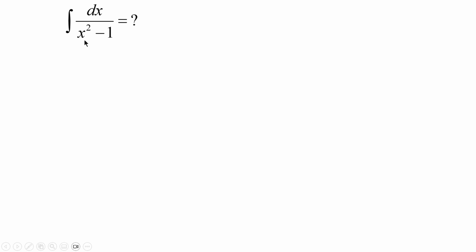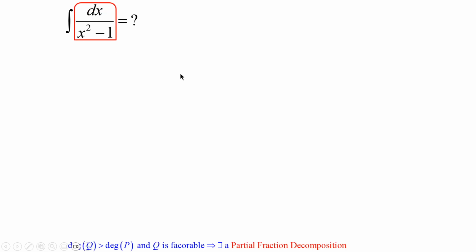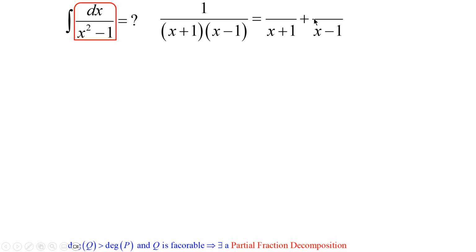So this integrand right here is a proper fraction because the degree of p of x is less than the degree of q of x. So let's write this x squared minus 1 in factor form, which is going to be what? X plus 1, x minus 1. And now let's write this as some coefficient over the first factor plus some other coefficient over the second factor. And you can call these whatever you want. I'm going to call these A and B right here.